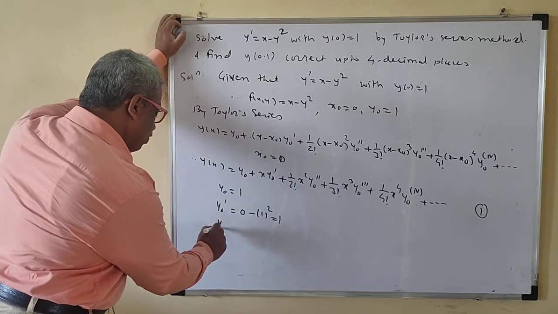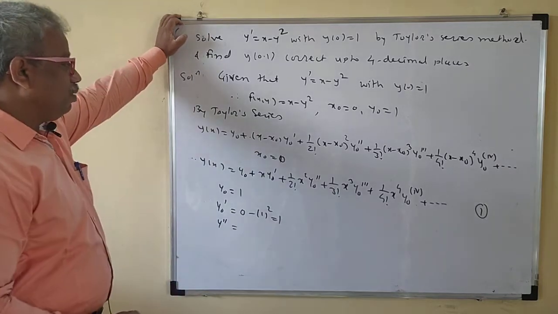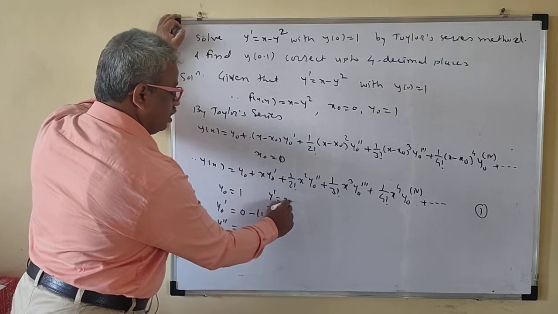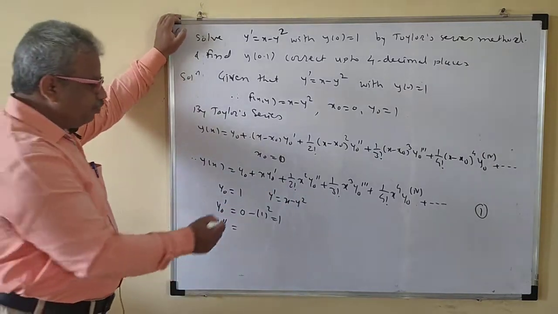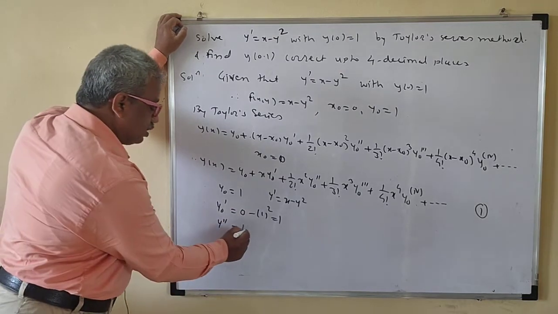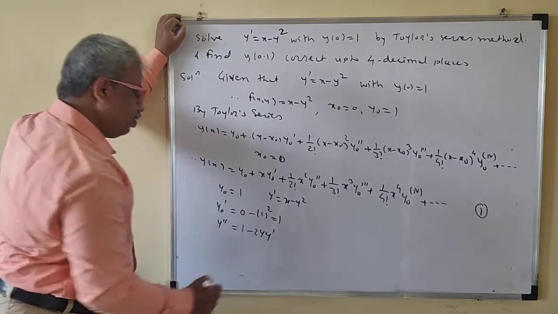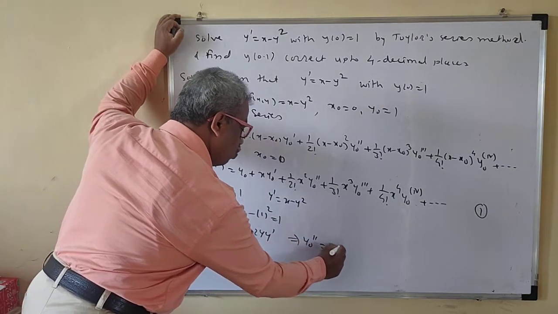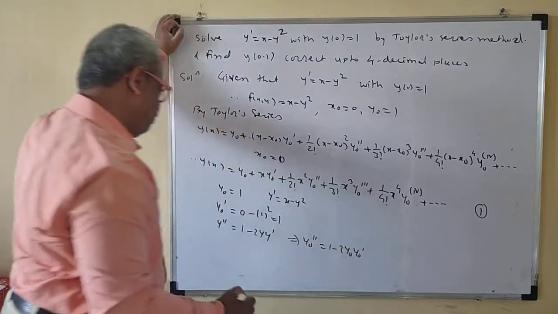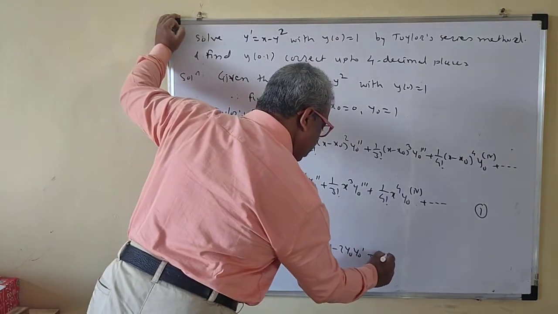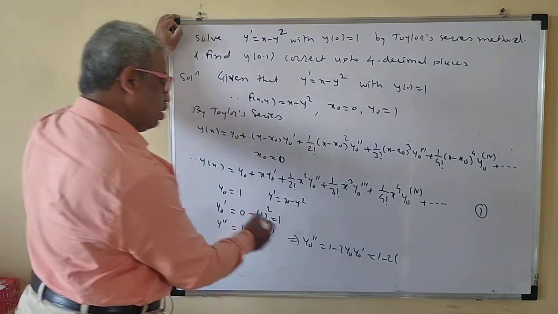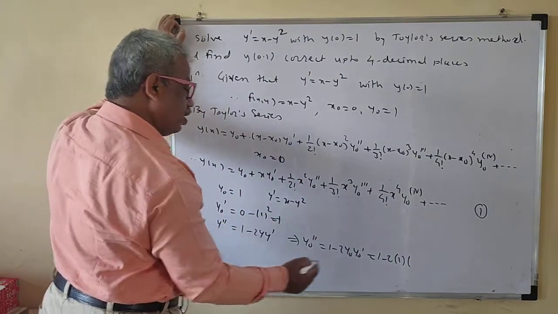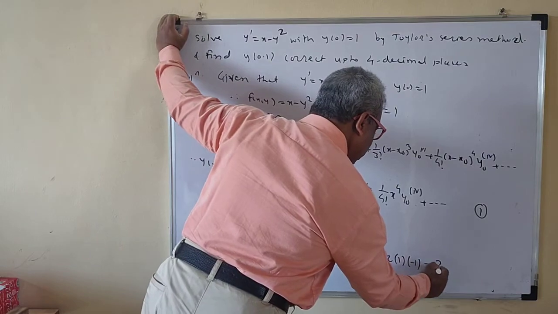Okay, so first we will find y double prime. We have y prime equal to x minus y square. We will differentiate this. So derivative of x is 1 minus derivative of y square, which is 2 y y prime. So this implies that y naught double prime is equal to 1 minus 2 y naught y naught prime. What is your y naught? Y naught is 1, and y naught prime is minus 1. So this is minus 1, and this is 1 minus 2 times minus 1, so this is 3.